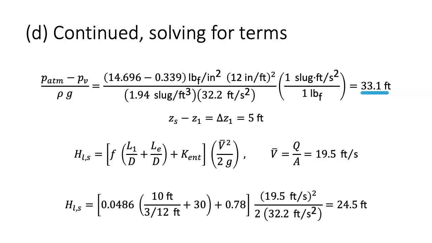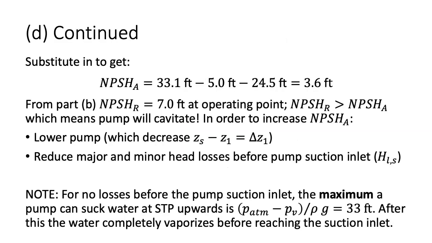Evaluating these three terms, we get 33.1 feet for the first one, 5 feet for the elevation change up to the suction inlet, and 24.5 feet for the major and minor head losses. Note that for this calculation, we use only the entrance loss, length of pipe before the pump, and 1 elbow for just the suction side. Combining these values, we get that the net positive suction head available is 3.6 feet.